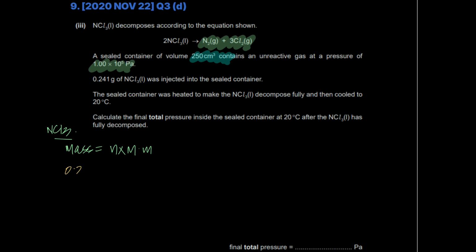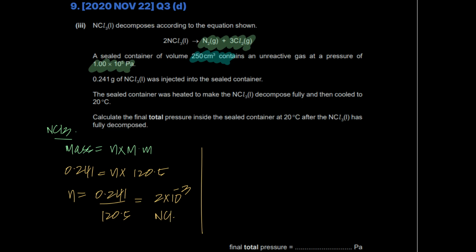So what's the mass? 0.241 equals mole times molar mass of NCl3, which is 120.5. NCl3: nitrogen is 14, chlorine is 35.5, times it by 3. You get 120.5 if I'm not wrong. 0.241 divided by 120.5. What do you get n as? 2 into 10 to the power minus 3. These are the moles of NCl3, sorry, not N, NCl3.